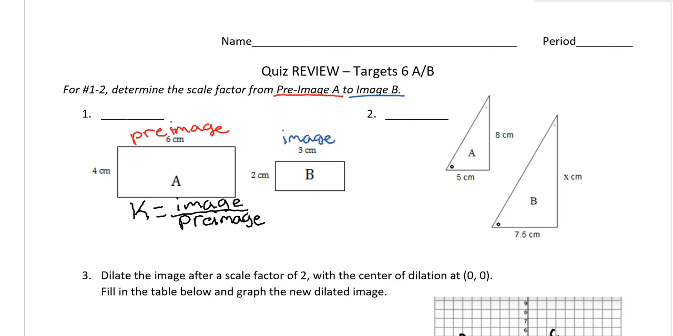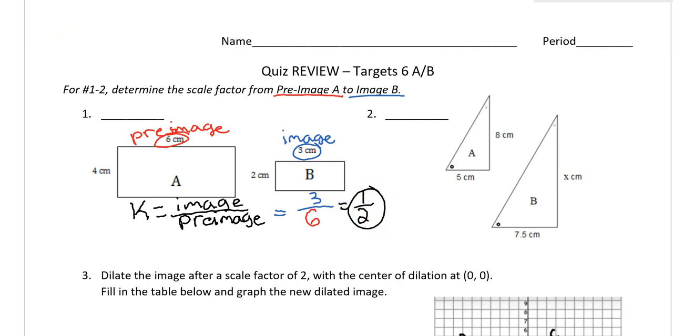Okay. So I have to start with my image. I'm just going to choose the top number. We can look at any number. And in our pre-image, I also have to look at the same thing. So 3 over 6, well, divided by 3 over 6, it equals 1/2.